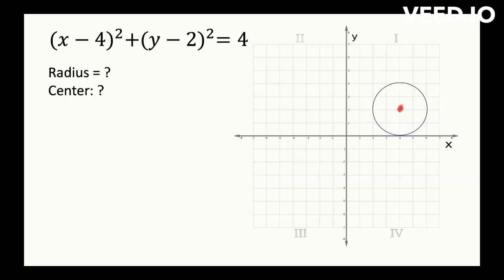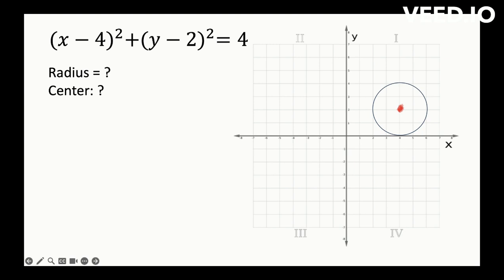So we are given this equation and the graph. We're trying to find the radius and the center. From the graph, we can see that the center is at (4, 2), and then the radius will be 1, 2. So the radius will be 2 and the center will be at (4, 2). Let's check if this equation matches with the graph.